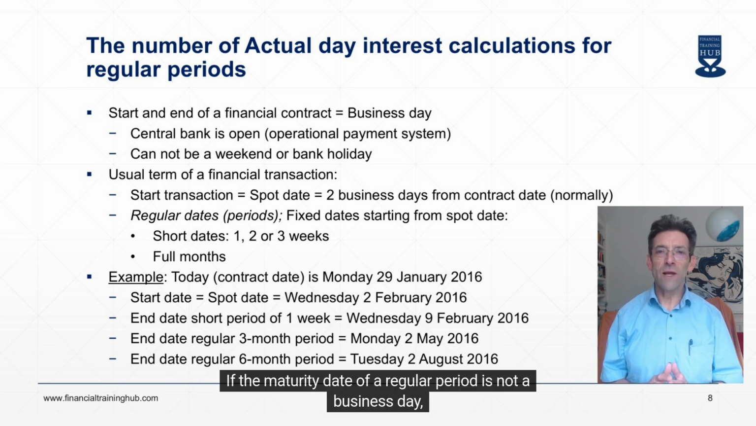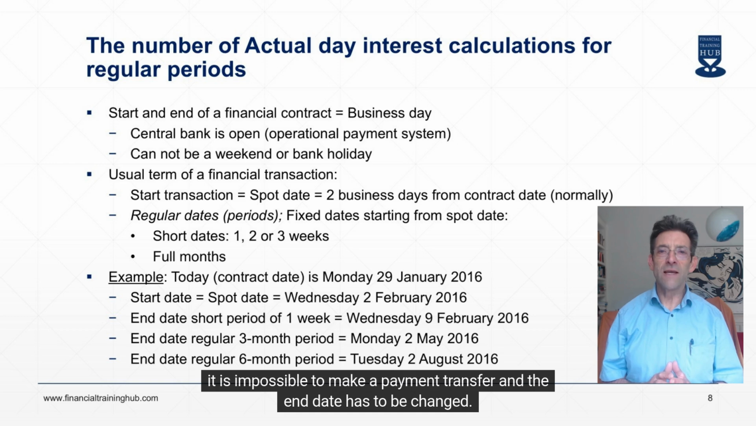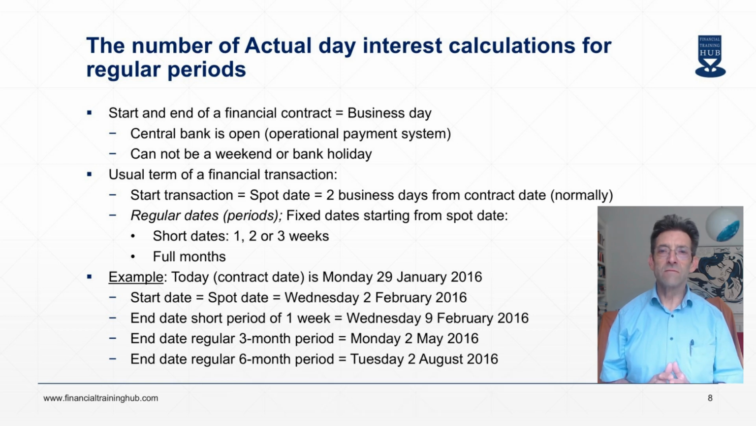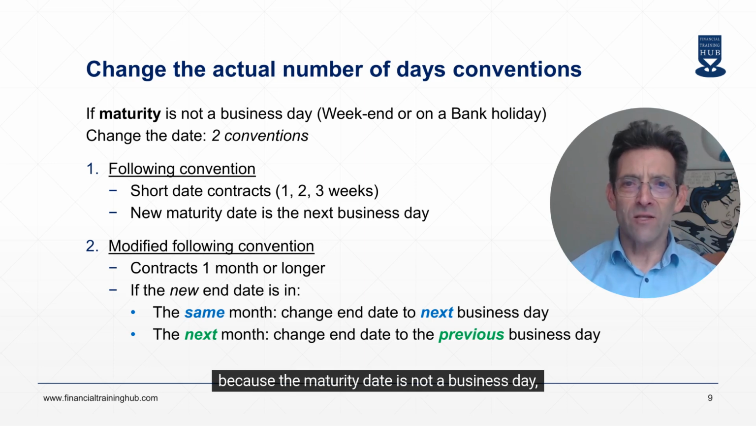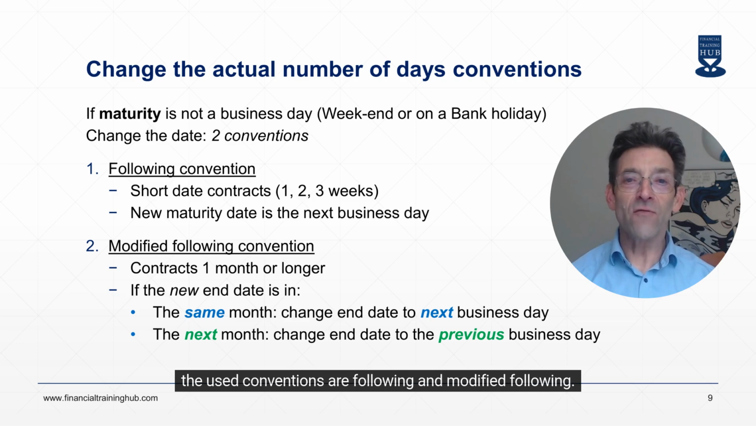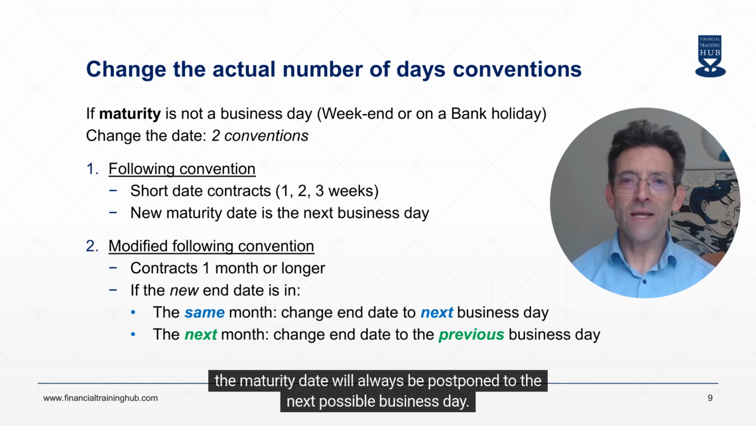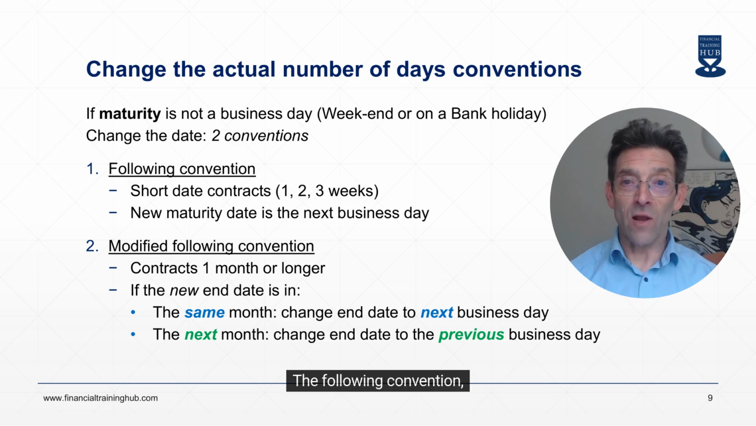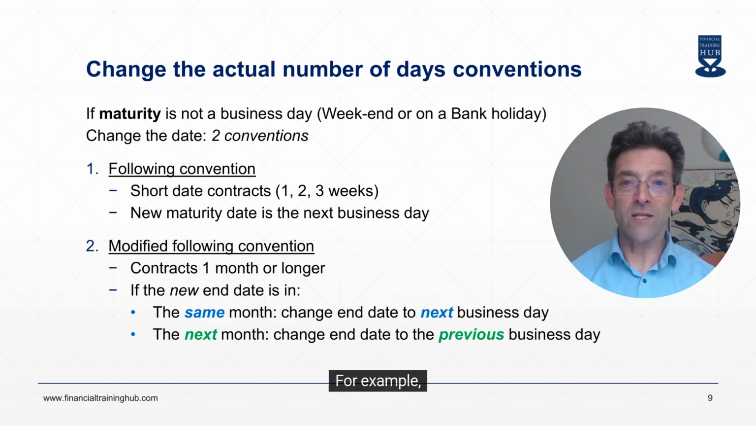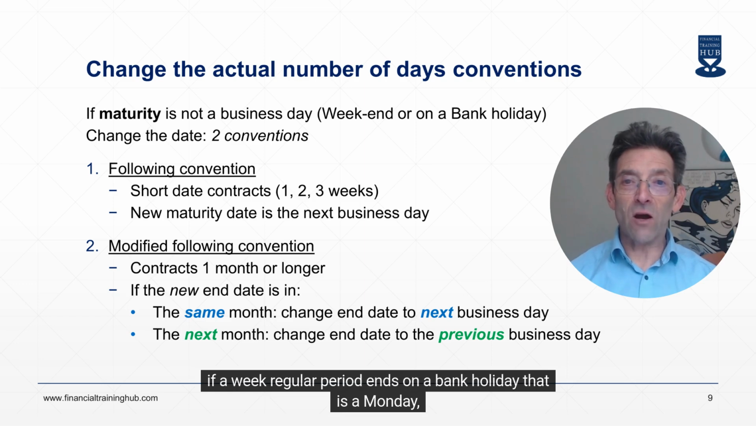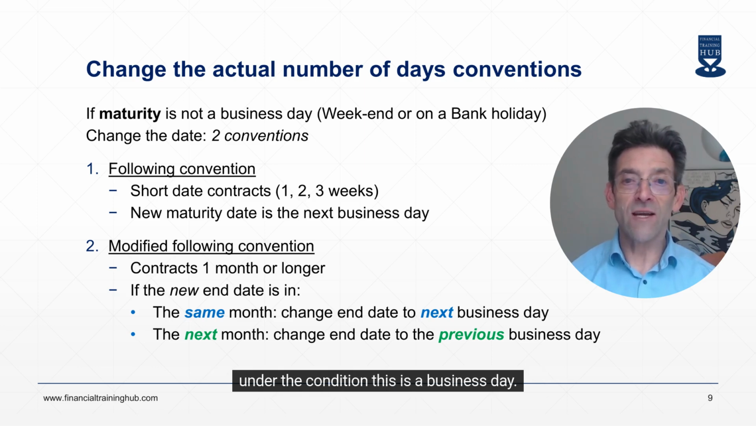If the maturity date of a regular period is not a business day, it is impossible to make a payment transfer and the end date has to be changed. To change a regular date, because the maturity date is not a business day, the used conventions are following and modified following. With the following convention, the maturity date will always be postponed to the next possible business day. The following convention is normally used for contracts with a term shorter than 1 month. For example, if a week regular period ends on a bank holiday that is a Monday, this regular period maturity date will be Tuesday, under the condition this is a business day.